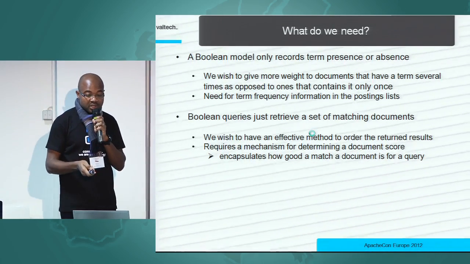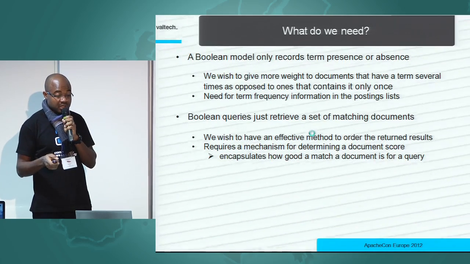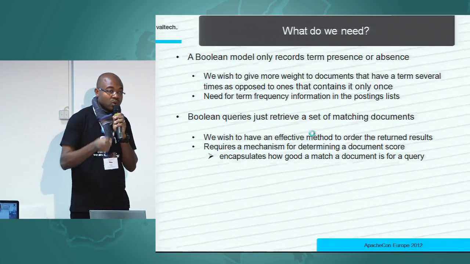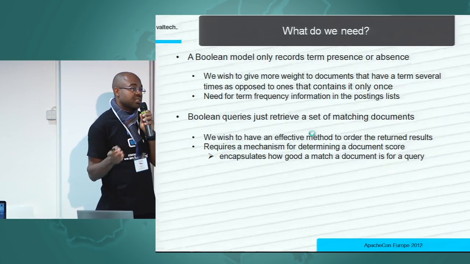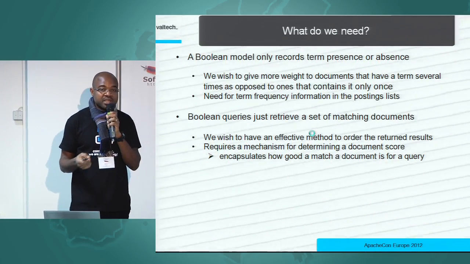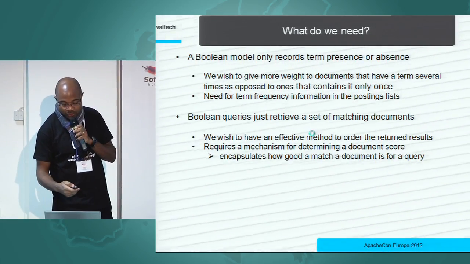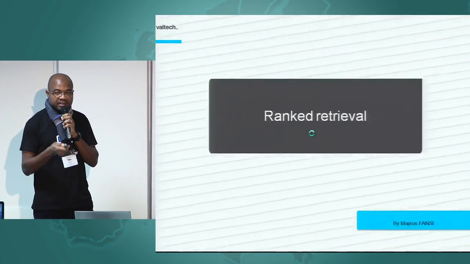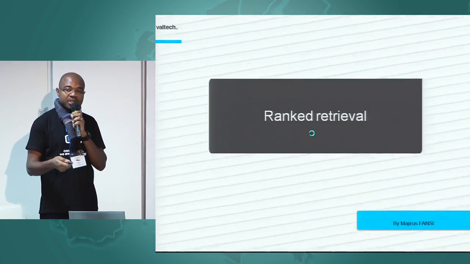Also, a Boolean query just retrieves a set of matching documents, and we wish to have an effective method to order the results. You cannot send just 1,000 results to a user. A machine can process it, but not a human being. And that is why ranked retrieval comes into play.